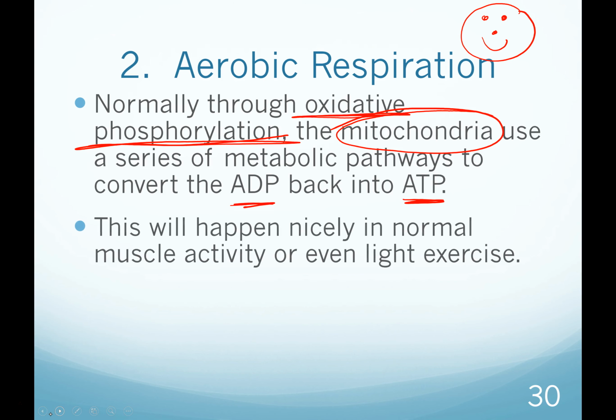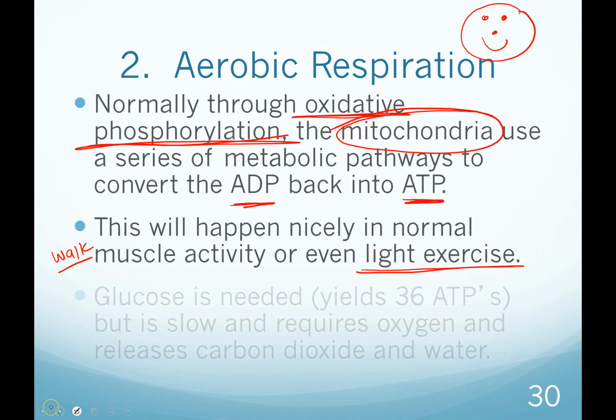And this is going to happen great during normal muscle activity, walking, hanging out, even light exercise. You'll be fine. Once you start doing strenuous exercise, then things get a little difficult, and we'll talk more about that when we switch over to the third choice of phosphorylation. But for right now, light exercise, maybe you're doing some light aerobics, maybe you're jogging a little bit, you're not going crazy. You're breathing, you've eaten, life is good. You're doing what's known as aerobic cellular respiration.